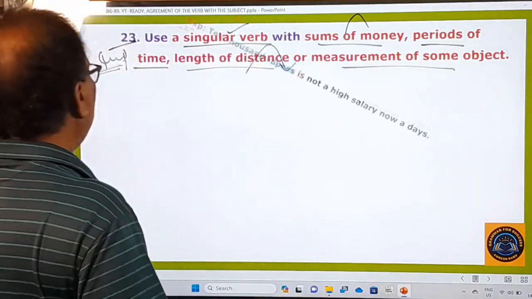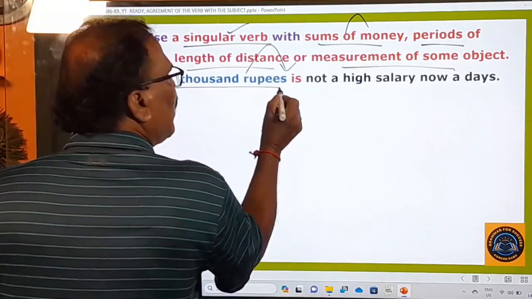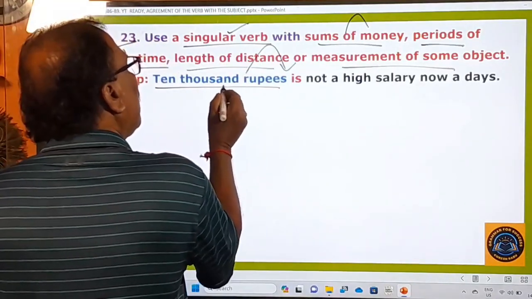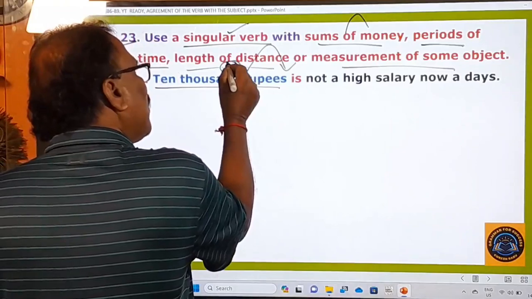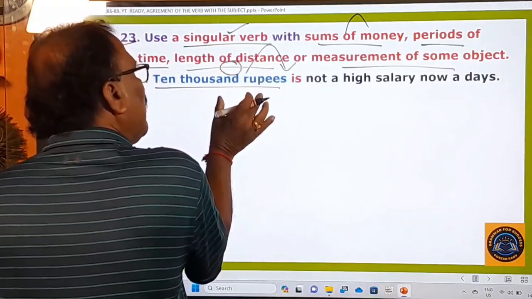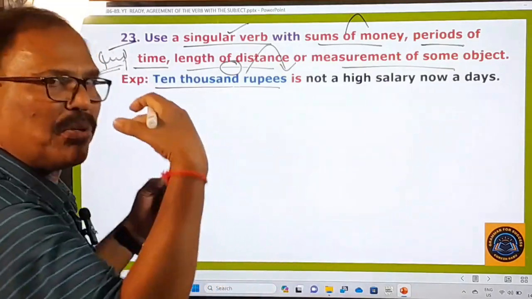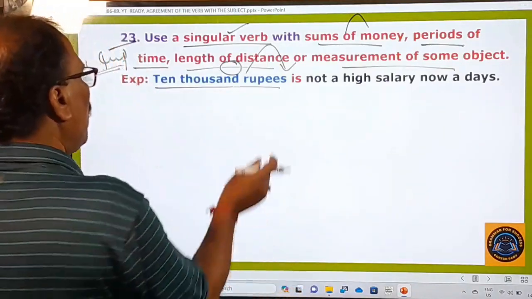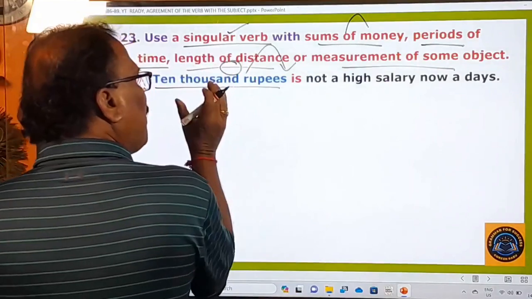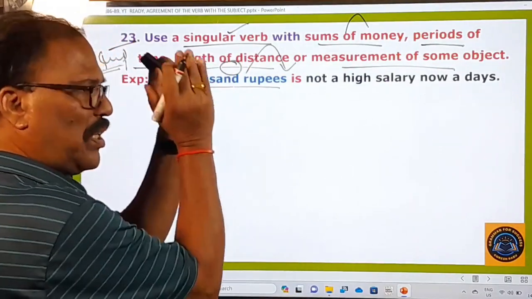Okay, I'll give you some examples here. 10,000 rupees. What is 10,000 rupees? A single amount. It's a sum of money. To indicate a sum of money, whatever it may be, 10 lakh rupees, 10 crore rupees, whatever it is, all that comes under a sum, a total amount.